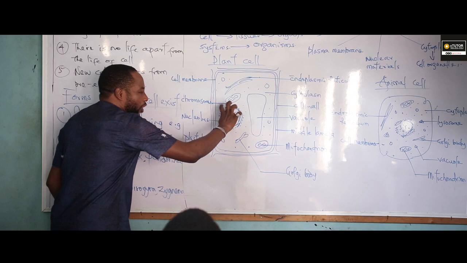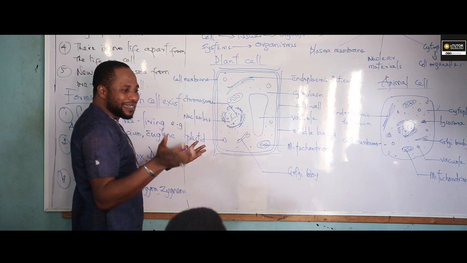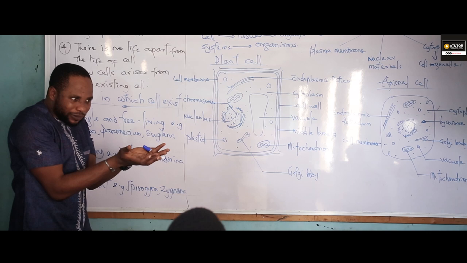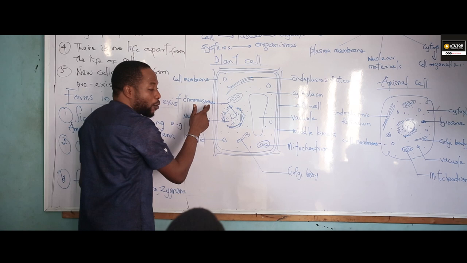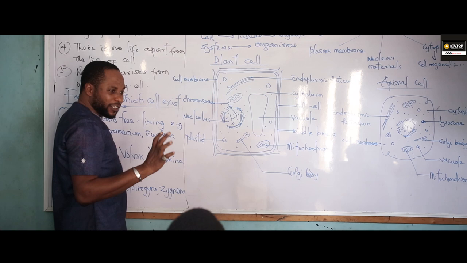Under the nucleus, we have the nuclear membrane. That is the outermost layer of the nucleus that bounds the nuclear content. Do you understand that? So inside the nucleus, we have the chromosome or the chromatid thread. We have the nucleolus and so on and so forth. Did you understand that? Then the last one is the what?